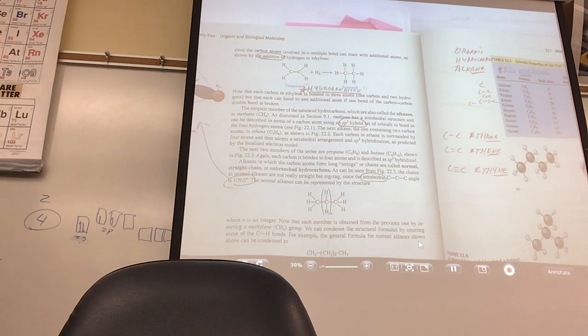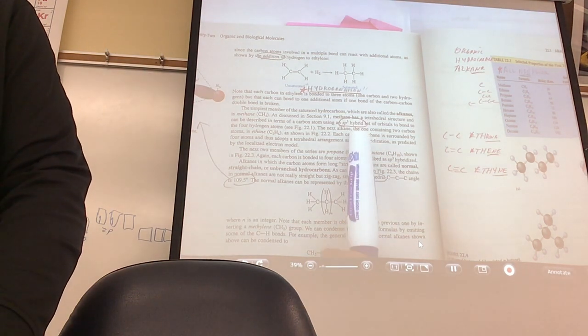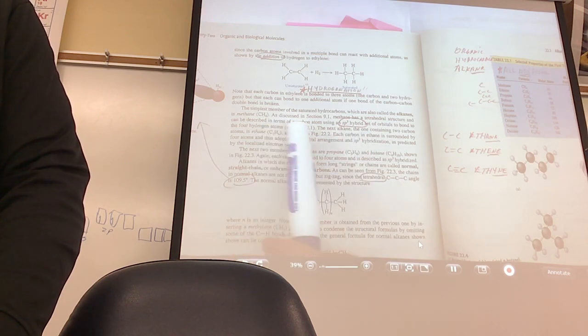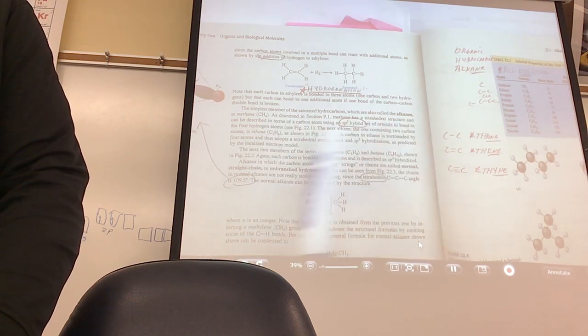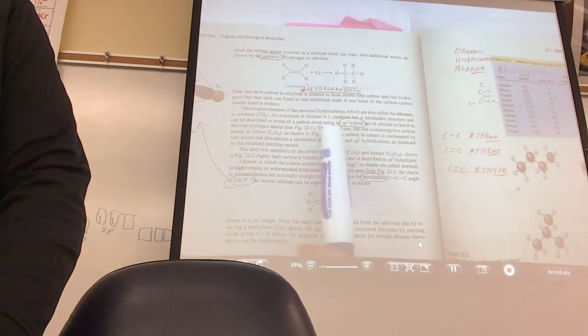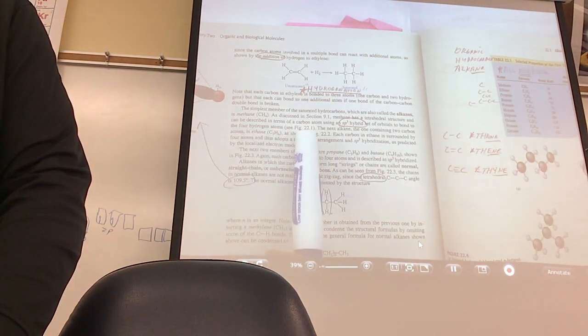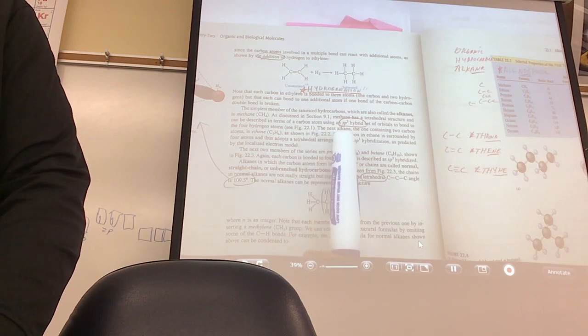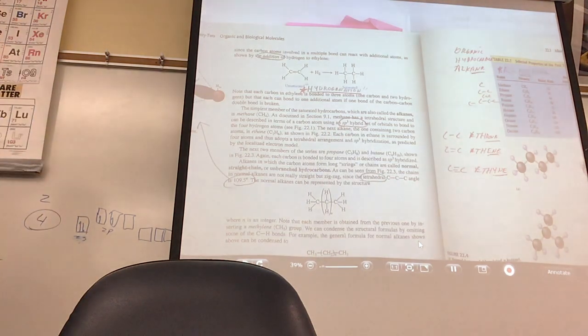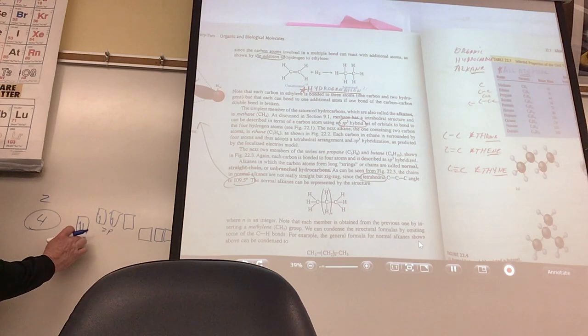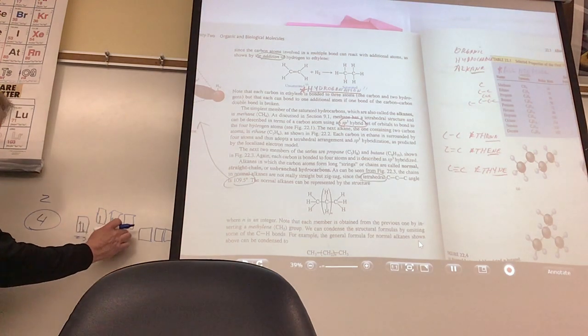I only mentioned it once, but if you look right here, when you read this, it'll say the simplest member of the saturated hydrocarbon is the alkanes. As we discussed in 9.1, methane has a tetrahedron structure that can be described in terms of a carbon atom using an sp3 hybrid. Let's try it. So how many s orbitals are there? 1. How many p orbitals are there?